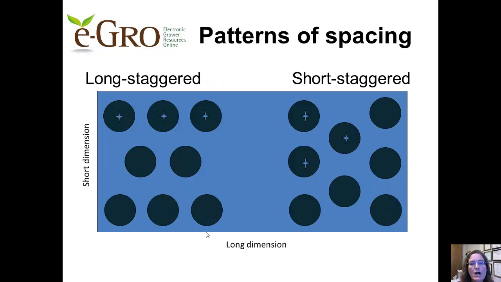Compare that to the long staggered pattern, where the long rows are parallel to the long dimension of the rectangular bench. Decision of spacing pattern is relevant because a staggered arrangement usually allows a significant increase in the number of containers that will fit on a bench as compared to a square placement by about 10% at the same pot spacing. The difference between long staggered and short staggered arrangements is usually less than 3%.